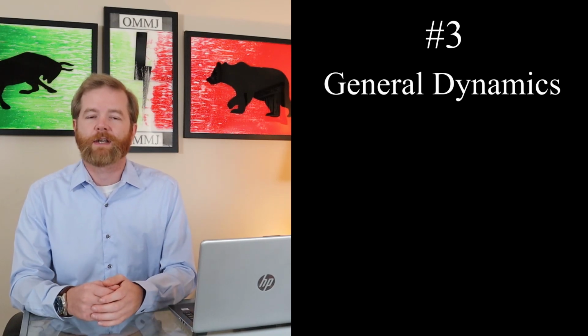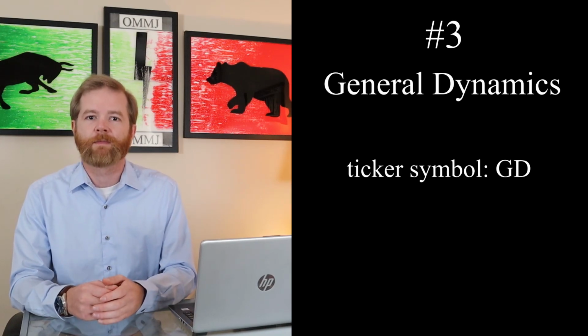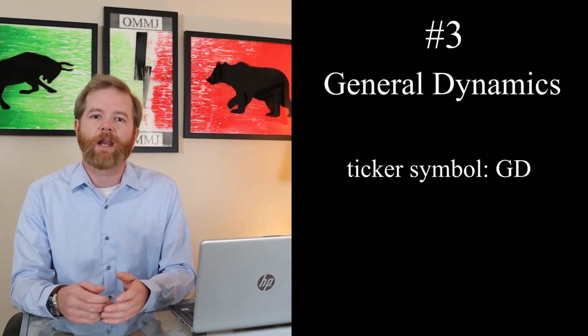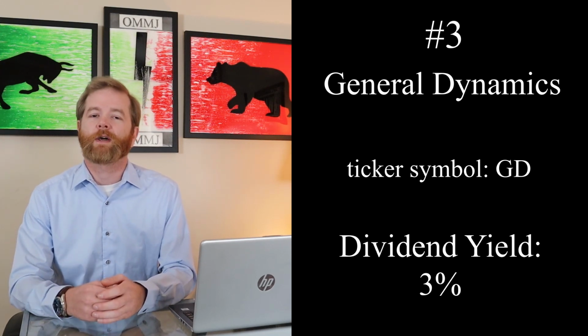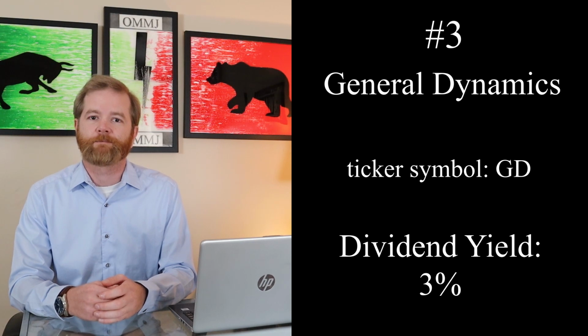But now let's talk about my top 3 dividend positions that I hold right now. So number 3 is General Dynamics, ticker symbol GD. General Dynamics is an American aerospace and defense corporation with a healthy 3% dividend.